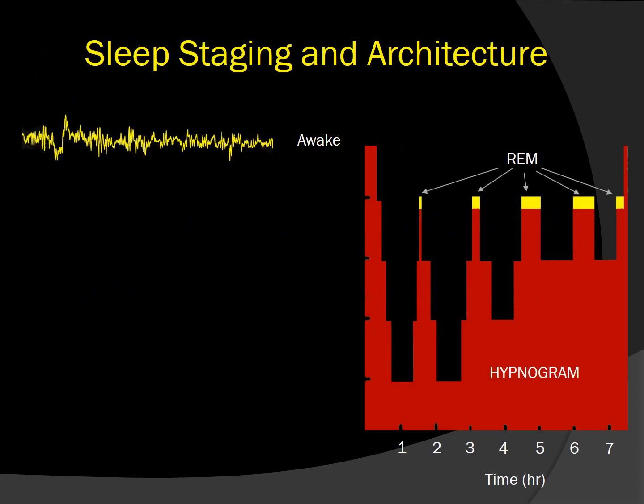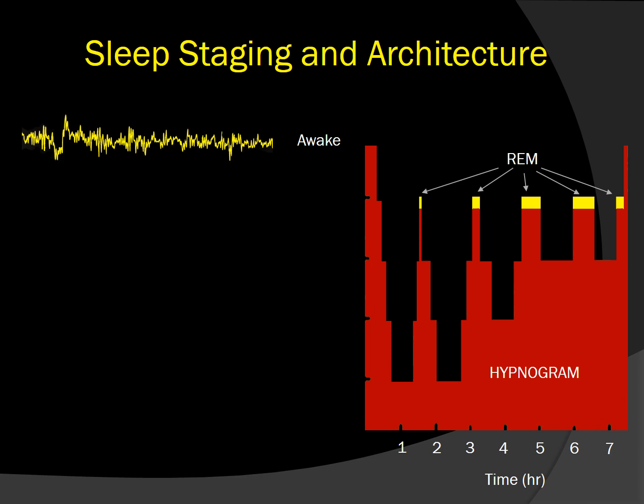So let me introduce you to the basics of sleep staging. Back in the 1960s, Rechtschaffen and Kales were credited for defining stages of sleep. And the definition was an EEG definition. The electroencephalogram, basically the waveform that one measures when looking at the electrical activity between 2 scalp electrodes.